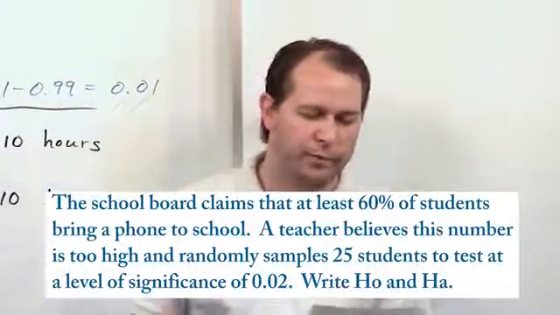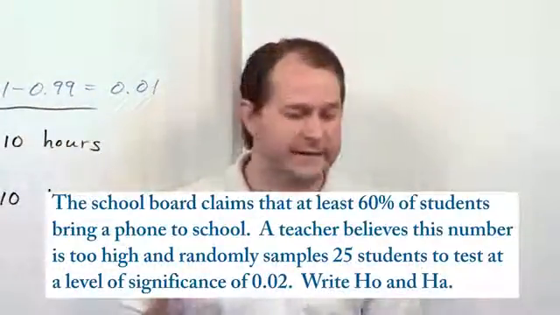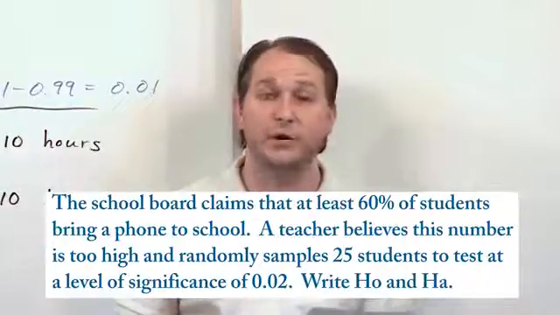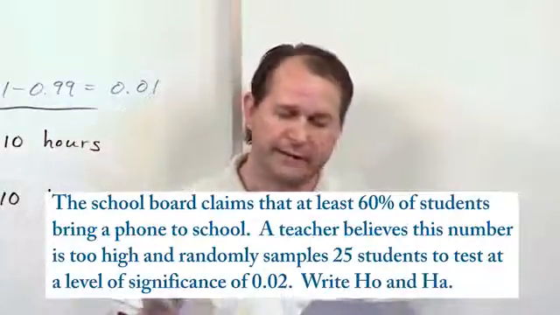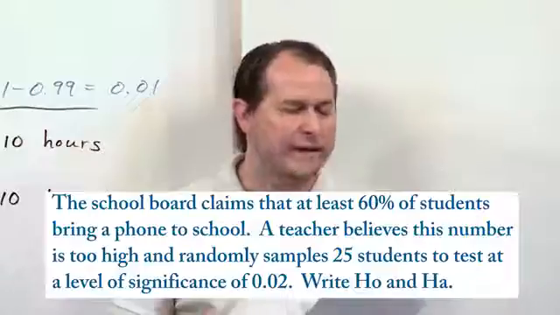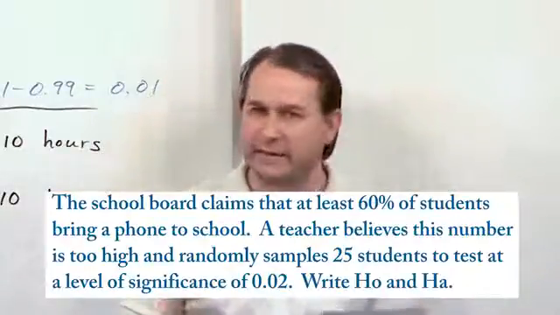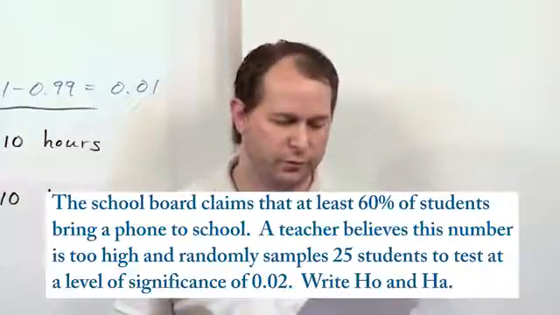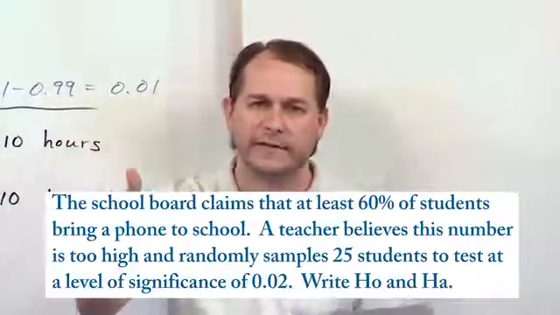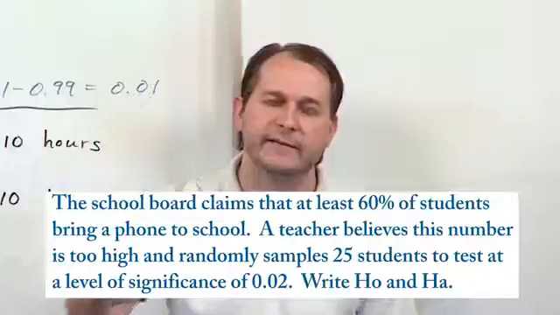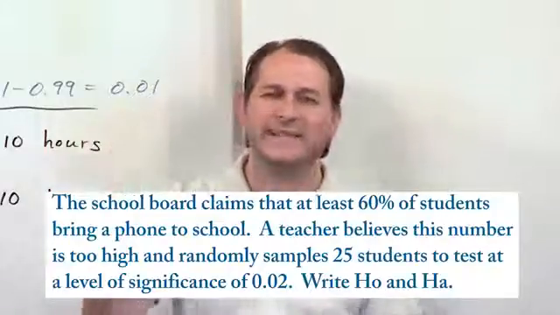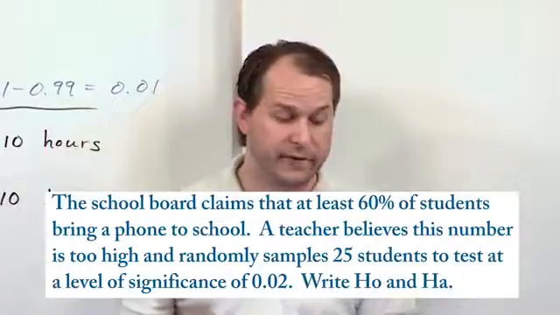The school board claims that at least 60% of students bring a phone to school. A teacher believes this number is too high and randomly samples 25 students to test at a level of significance of alpha is 0.02. What is the null hypothesis H naught, the alternate hypothesis H sub A, and the level of confidence for this hypothesis test?